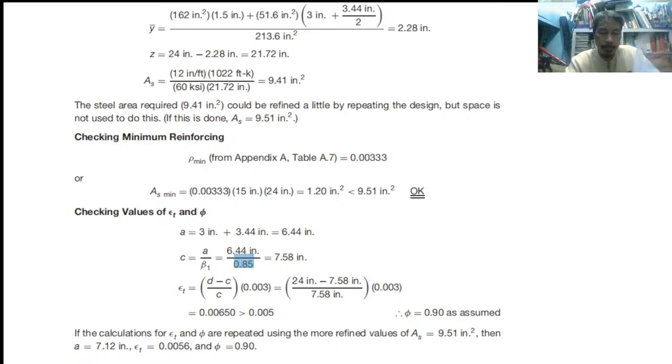I know the formula for SI, but I do not know the formula using English unit. Okay, just give me 10 seconds. Give me 10 seconds. I will find out.